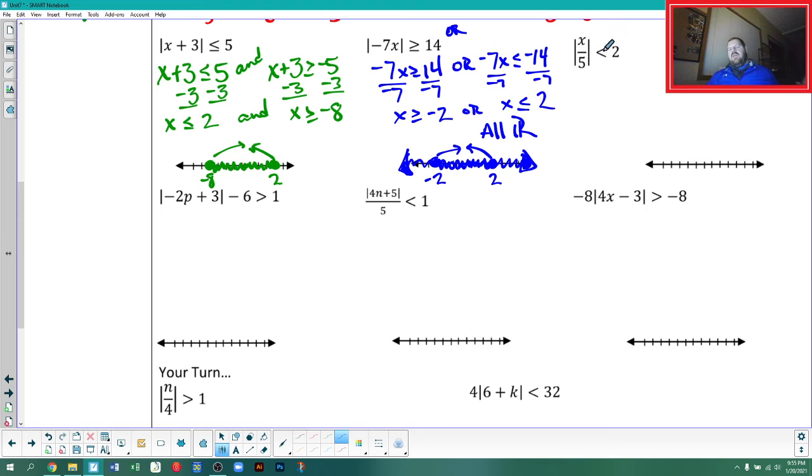Okay, next one. Absolute value is already isolated. We're good to go there. I have x over 5 is less than 2. Oops, that's not an OR. It's pointing at the absolute value. So that is an AND. x over 5 greater than -2. Multiply both sides by 5. We get 10. And x is greater than -10.